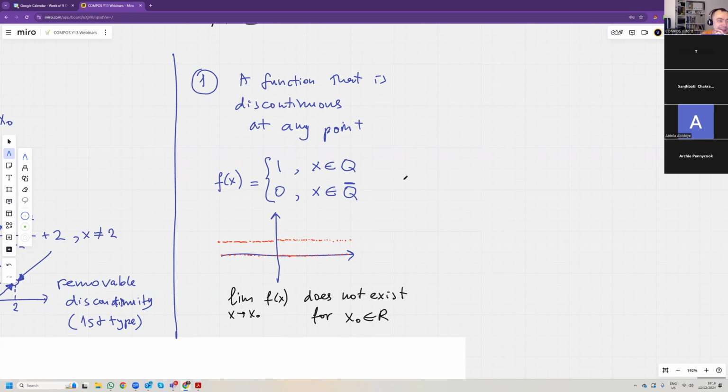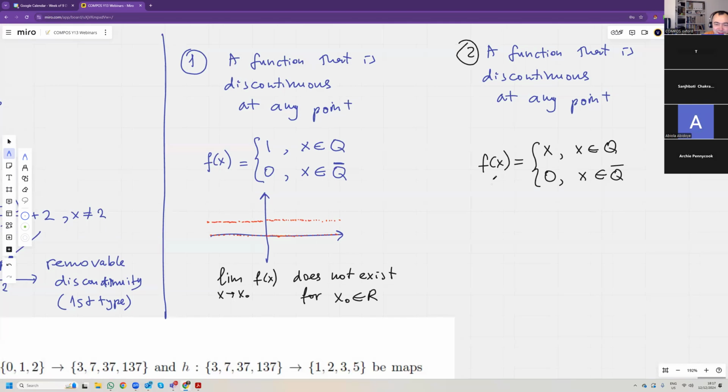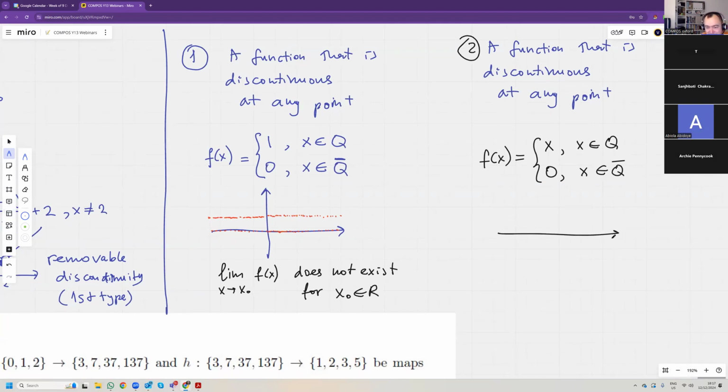The second type, which is a continuation of this function: a function that is discontinuous at any point except one. So let's do this one as well, and then we'll move on. Okay, I'm finally excited about this topic. So f of x is x if x is rational, and it's 0 if x is irrational. So you can imagine that it's a very similar function, except it goes like this, and then like this.